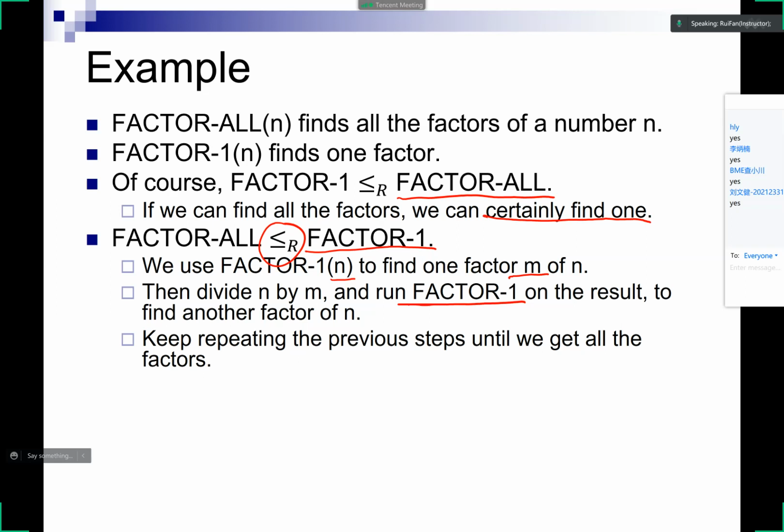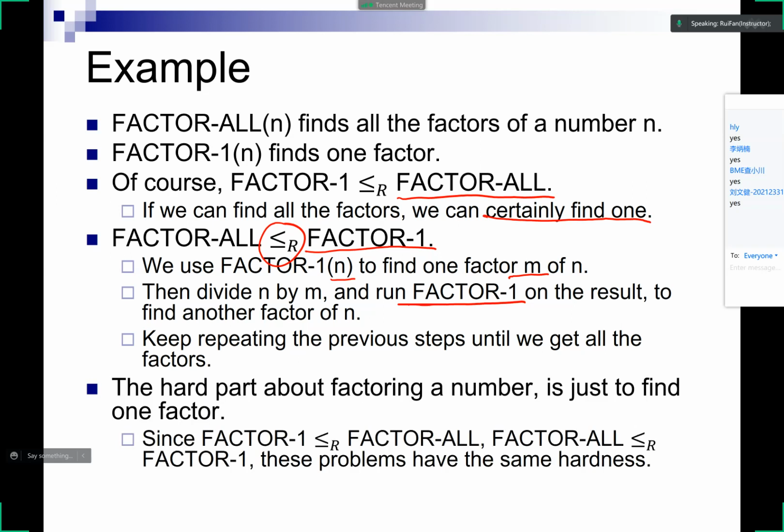So this shows you that if you have an algorithm for factor one, then you also have an algorithm to solve factor all. Therefore, factor all is not more difficult than factor one. Another way to say this is that the hard part about factoring a number, about finding all the factors, is simply to find one factor. If you can find one factor, you can find all the factors.